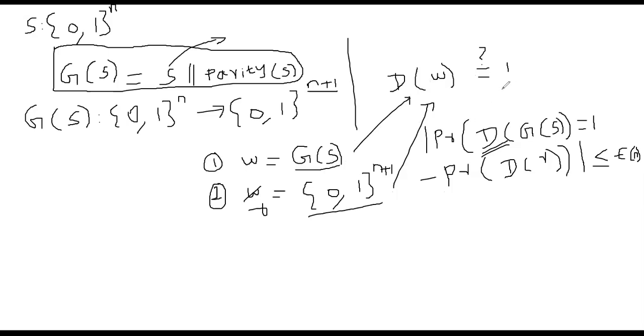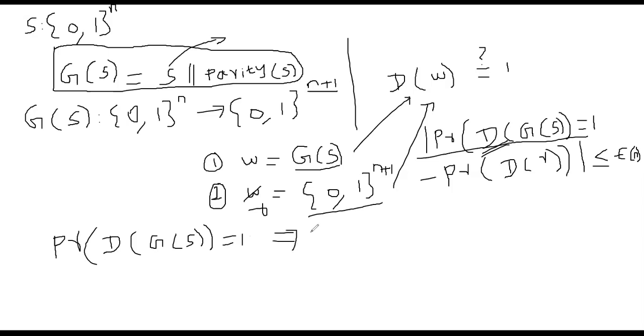The distinguisher is always able to return 1, which means the first part of the probability that I wrote here, let me write it more precisely. The probability of distinguishing the G of S: when we feed G of S to the distinguisher D, what is the probability that it returns 1? The probability is 1. It always returns 1 in our case. We checked in the demo.